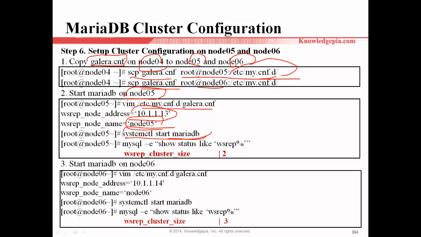Also, we need to check some messages using this one, show status like wsrep. Then the other messages will be the same as node 4, but this one, wsrep cluster size, is 2 because node 4 is the first and node 5 is the second. Node 6 is the same, only change the IP address and cluster node name, start, and also this one too. This one will be number 3 because we are creating a cluster service consisting of 3 MariaDB servers.